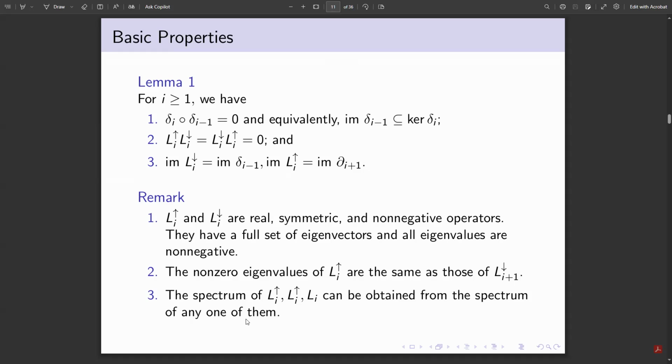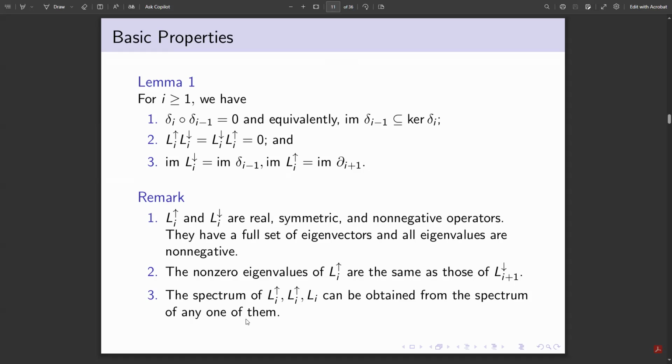And of course, if you compose the two upper or lower operations at the same level, you also get zero, an immediate consequence of property one. The reason this is important is that it allows you to decompose the eigenspaces nicely. In other words, if you take the upper Laplacian, lower Laplacian, and the total Laplacian, and you can get a handle on the eigenvalues for any one of these operators, you get the eigenvalues for the remaining ones. So this is why this orthogonality property is important.